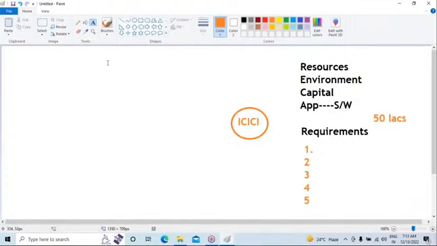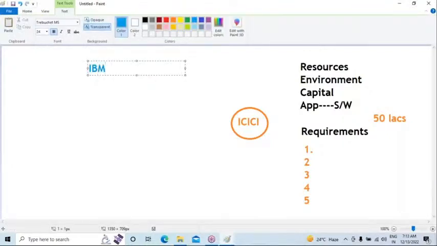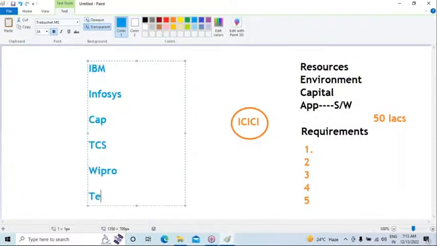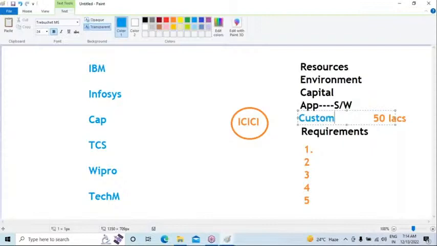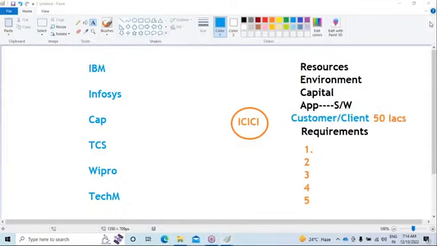So in the market, there are so many companies. For example, we have IBM, Infosys, Capgemini, TCS, Tech Mahindra. So how are the companies approaching the customer, or how is the customer going to approach the company? So how are we approaching the company?